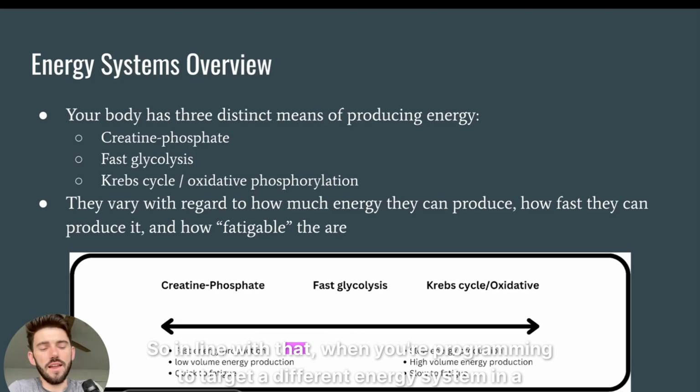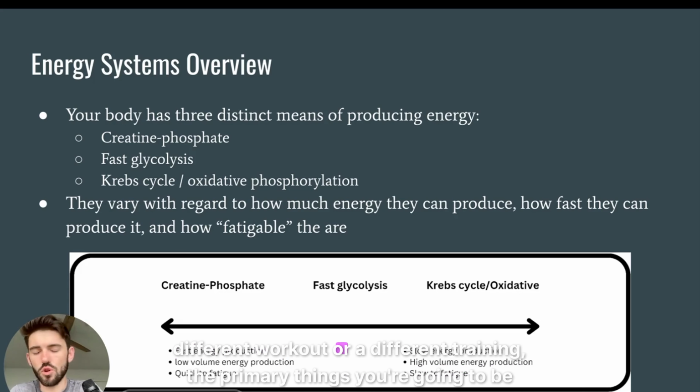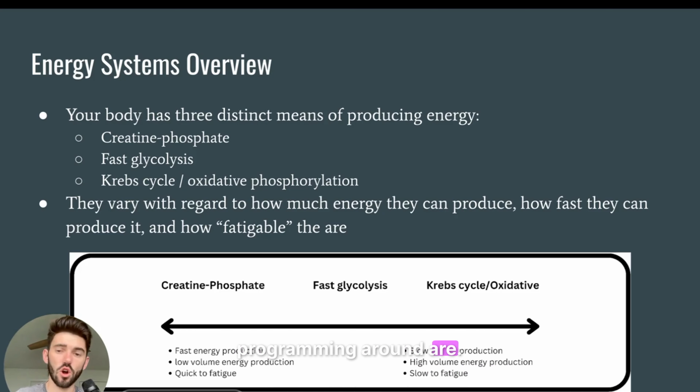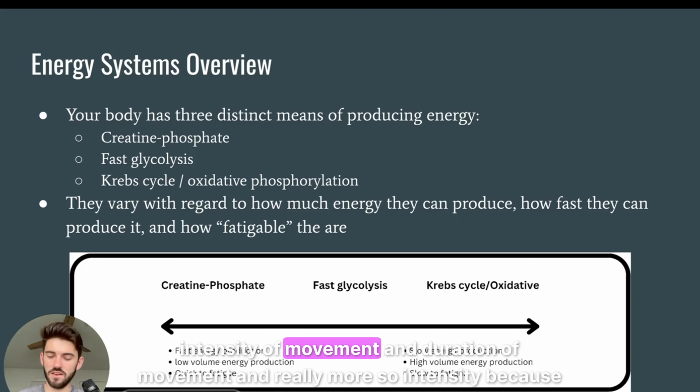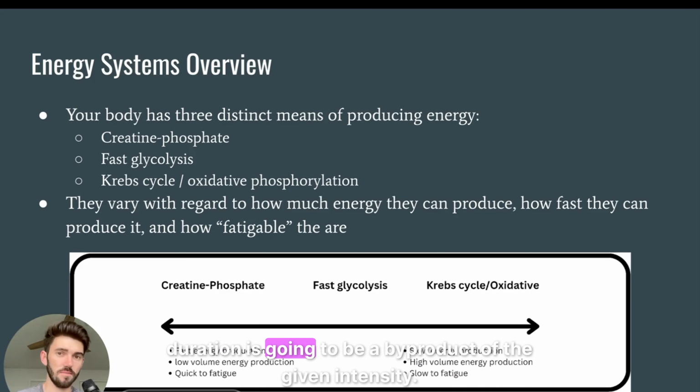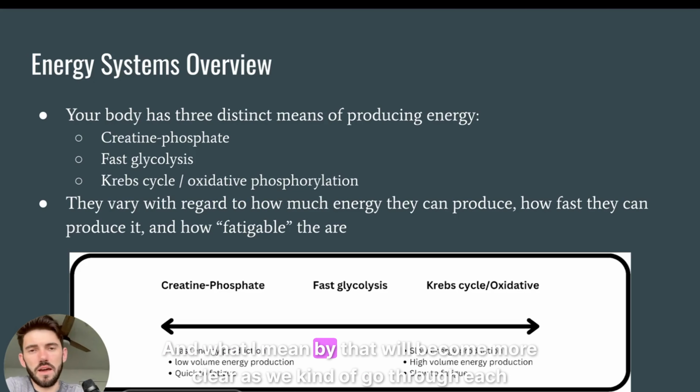So in line with that, when you're programming to target a different energy system in a different workout or a different training, the primary things you're going to be programming around are intensity of movement and duration of movement, and really more so intensity, because duration is just going to be a byproduct of the given intensity. And what I mean by that will become more clear as we go through each individual one.